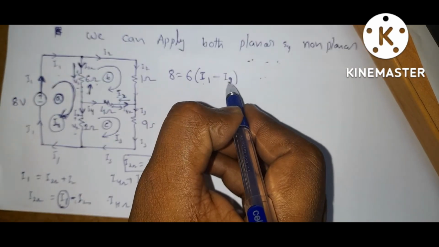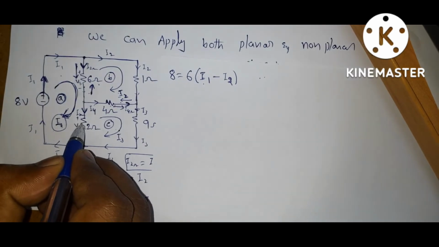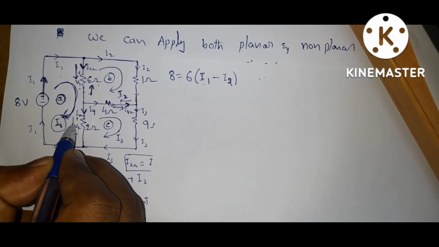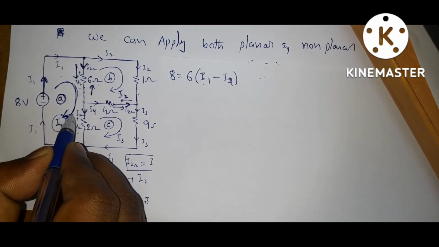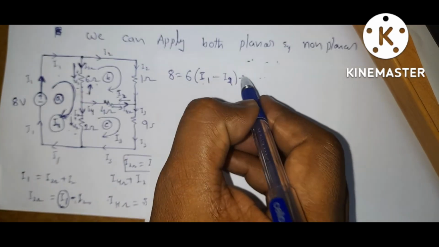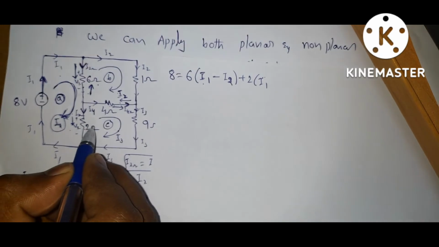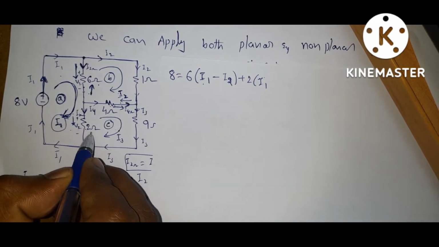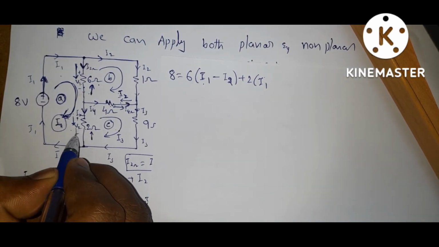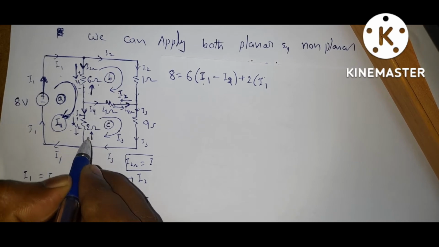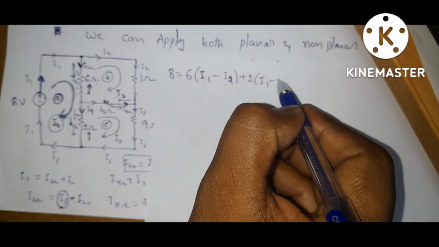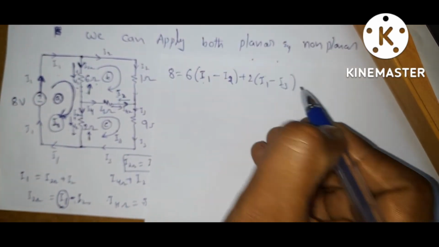Now coming to this element. So this current is going from top to bottom. So this is 2 into I1. Now, so this current is bottom to top. This is top to bottom, this is bottom to top. So both are in opposite direction. So it is I1 minus I3.